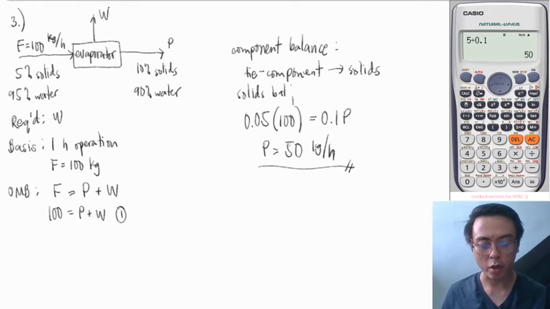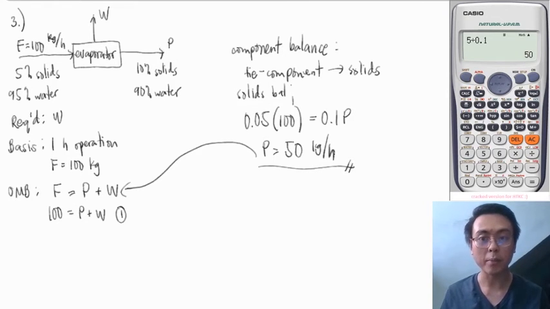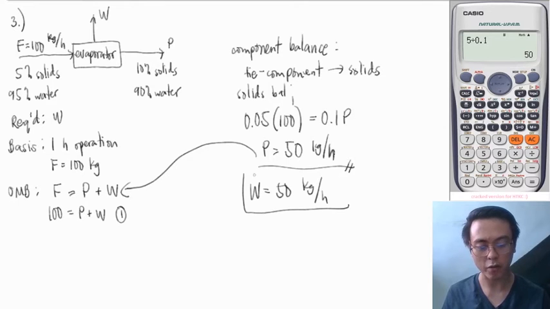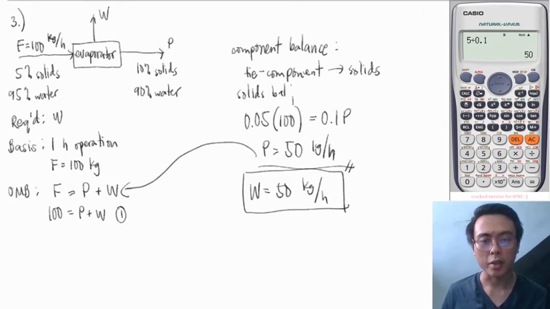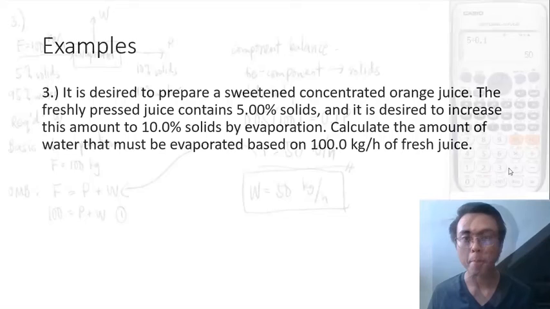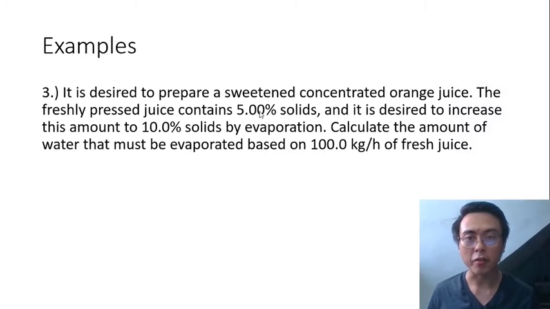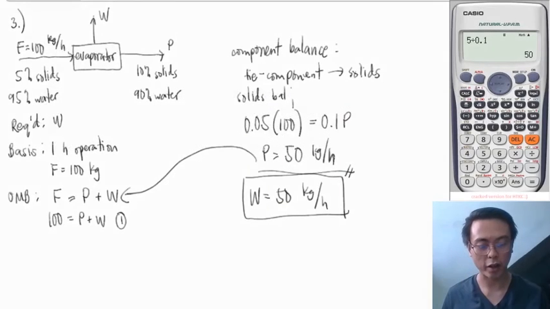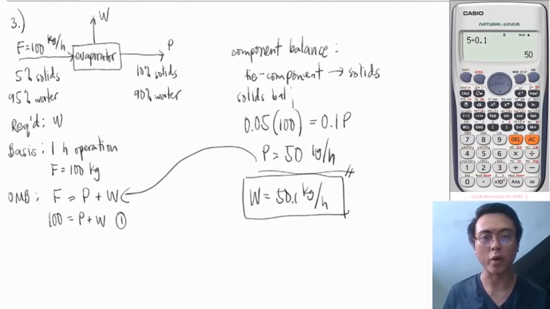And based on our requirement, we are required to solve how much water is evaporated. Therefore, you simply substitute the value of P into our OMB. You get the value of W also as 50 kilograms per hour. That is our final answer. Significant figures, let's check. This is three significant figures, and 4. Therefore, we are required to keep 3 significant figures in our final answer. So we answer 50.0 kilograms per hour of evaporated water.